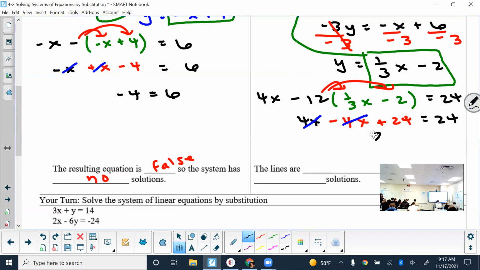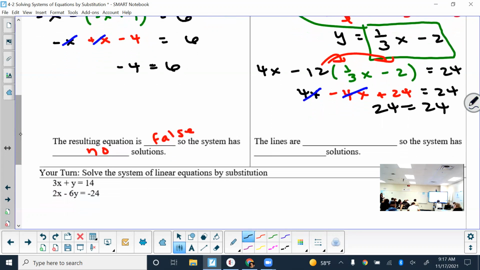All that we're left with is 24 equal to 24. Now, is that true? Yes. So what do you think our answer is for solution? Infinite. And there is an error on the annotated notes in Schoology for this, because it said that these lines are parallel, but they're not. So to fix it on your note sheet, put these lines are the same. So the system has infinite solutions. But really, it's because this is true. Questions?